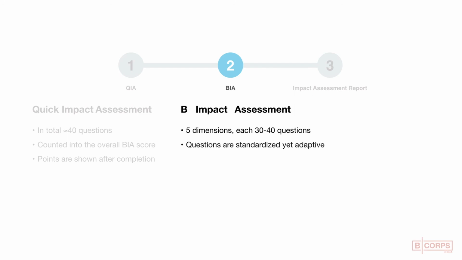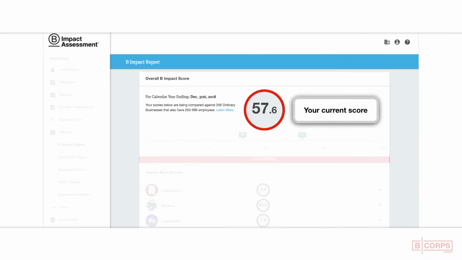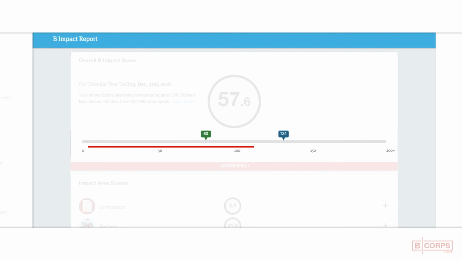The number of questions and the questions themselves are adjusted according to the location, industry sector, and company size selected during registration, and also changes according to your company's answers during the assessment process. Different answers will also earn different scores. After completing the BIA, you will get an impact assessment report. In the report, you will see your current score and your level related to other companies.